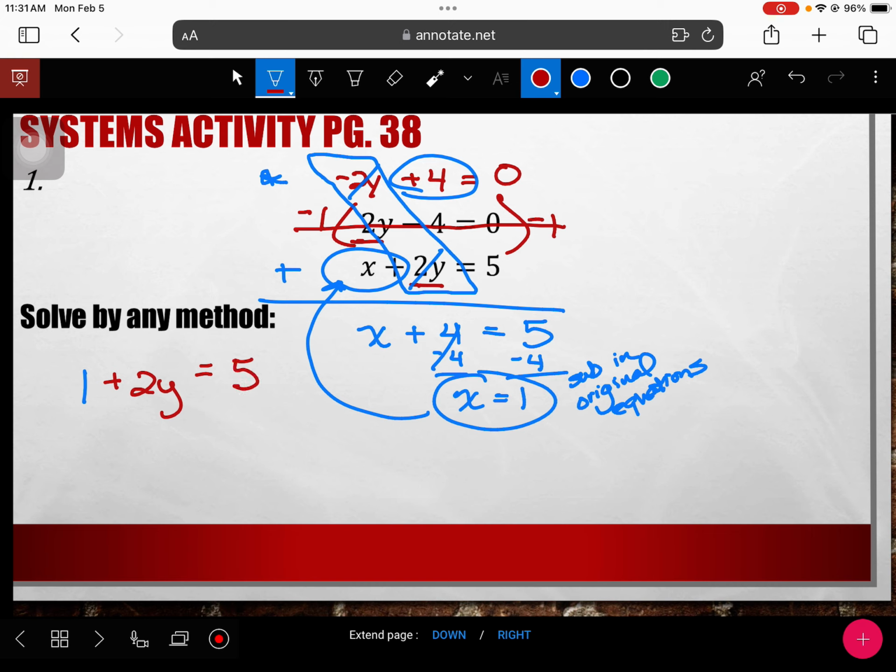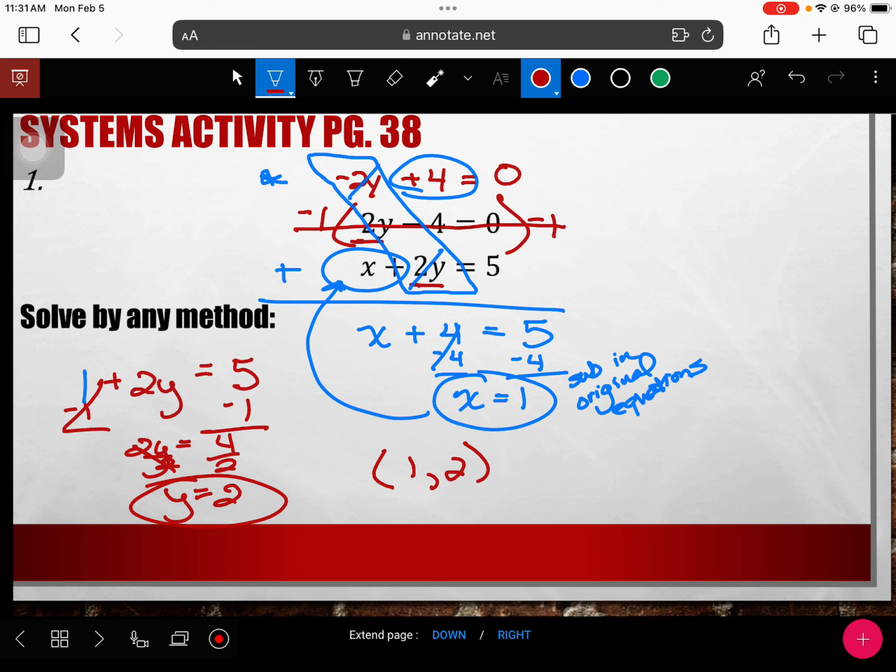Now I'm trying to isolate y. What should I do to both sides? Subtract 1, subtract 1. 2y is equal to 4, divide by 2, and y is equal to 2. Should I leave my answers in that fashion? No, you should change it. Make it an ordered pair. So my final answer here is 1, 2. The ordered pair 1, 2.